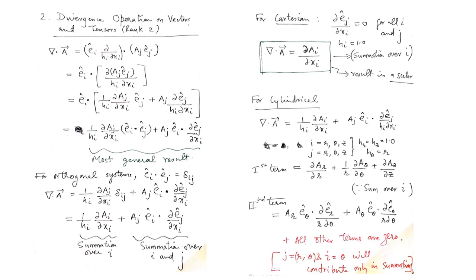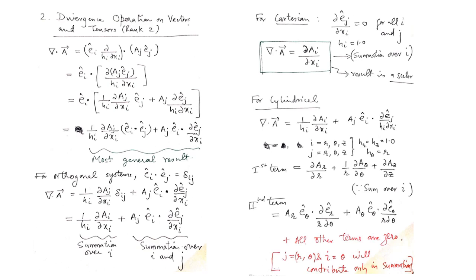So, e_i cap del by del x_i, 1 over h_i is the scaling factor, dot a_j e_j cap, and then the usual way of working, the calculus operator is first operated on the vector and then the dot product with e_i cap is taken. So we get finally a term 1 over h_i del a_j del x_i e_i cap dot e_j cap plus a_j e_i cap dot del e_j cap del x_i. This is the most general result that you can get for any arbitrary coordinate system.